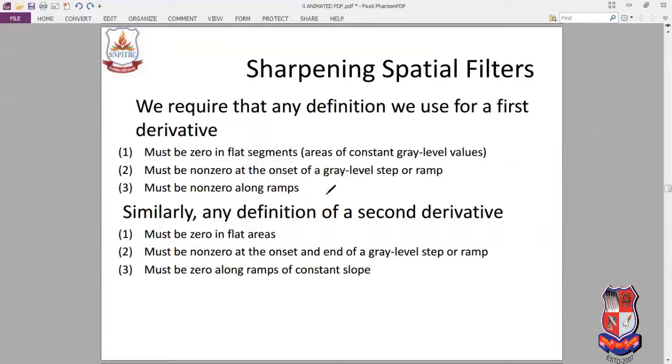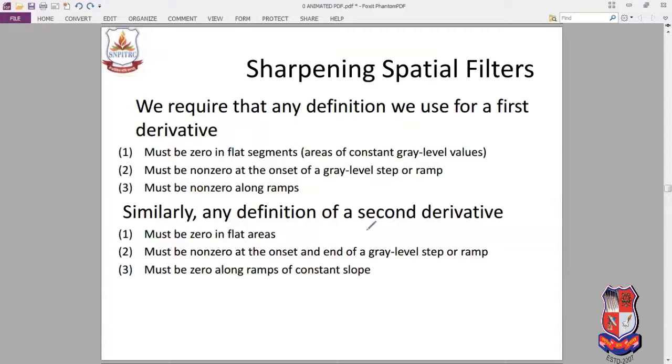Now, it must be non-zero along the ramps. Why? Because along the ramps there are continuous changes in your grayscale. As you can see, along the ramp, your grayscale is changing continuously, so the derivative should also be non-zero. A zero derivative represents a constant region. So along the ramps, it must be non-zero.